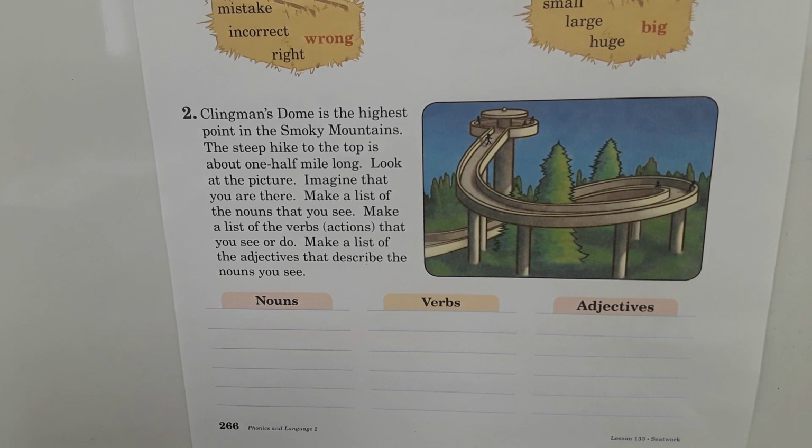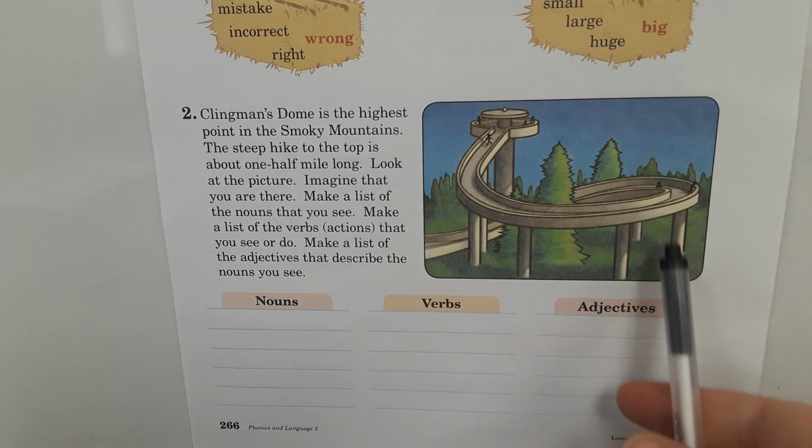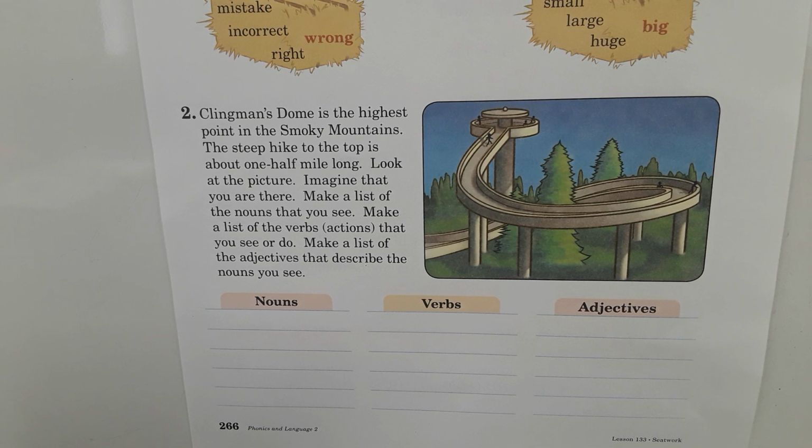Clingman's Dome is the highest point in the Smoky Mountains. The steep hike to the top is about 1/2 mile long. Look at the picture. Imagine that you are there. Make a list of the nouns that you see. So you're going to look at the picture and make a list of nouns that you see.